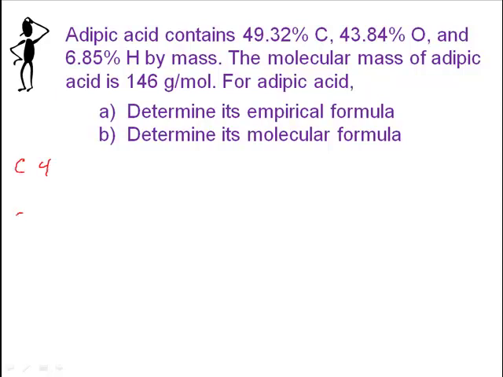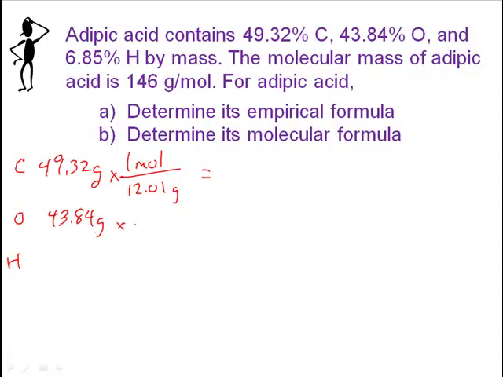You've got carbon, you've got oxygen, you've got hydrogen. The carbon, you assume 100 grams, 49.32 grams. Okay, then we take our molar mass of carbon, for carbon is 12.01. For oxygen, we do the same setup, but we're converting 43.84 grams. Oxygen's molar mass, 16.00 grams in 1 mole. And for hydrogen, it's 6.85 grams times 1.008 grams in 1 mole.